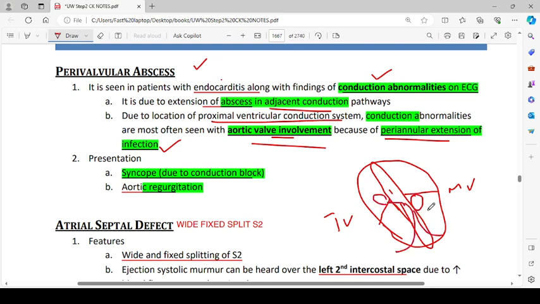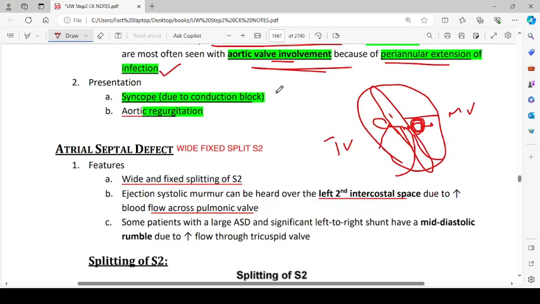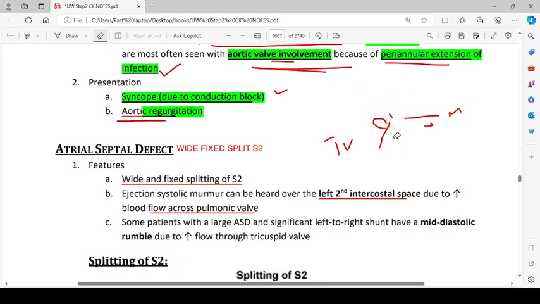So if there is any problem with the aortic valve, and there is periannular extension to the surrounding tissue, that can involve the conduction system. So due to the location of the proximal ventricular conduction system, conduction abnormalities are most often seen with aortic valve involvement because of the periannular extension of infection. Presentation: syncope due to conduction block and aortic regurgitation.